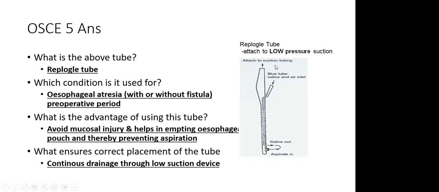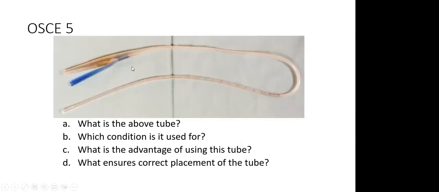Okay, so this is a Replogle tube. The condition it is used for is esophageal atresia with or without fistula. Basically the advantage is that, if you see here, you can see two ends. So it is a tube within a tube.